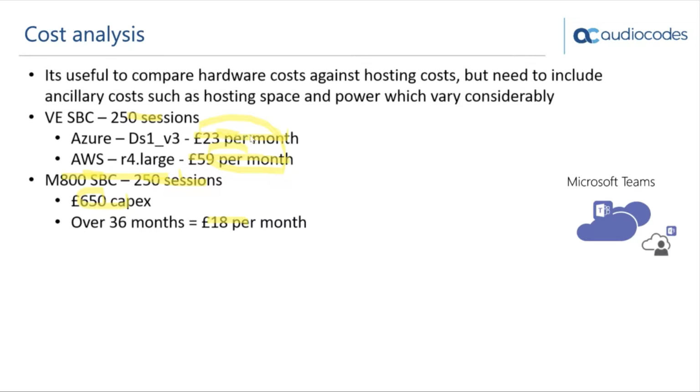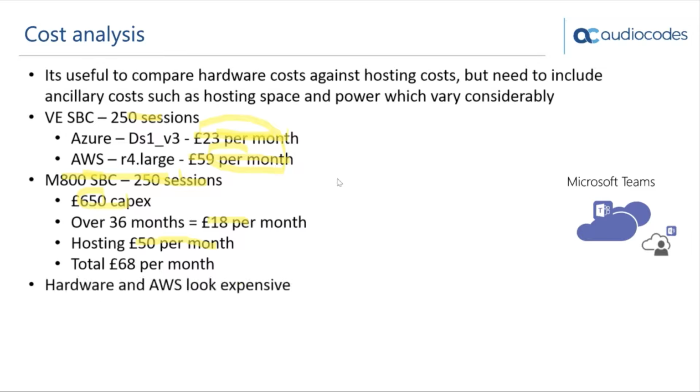So that looks quite attractive compared with these kind of costs. But then you have to add the hosting costs in, and it can easily be £40 or £50 a month to host something like an M800 SBC. It's a kind of 1U box. It's not very wide, but it still takes up 1U. So a typical cost could easily be between £30 and £50 a month, say. So it's starting to get quite expensive. It's like 48 to 68 pounds a month, which does look quite expensive compared with the Azure costs.